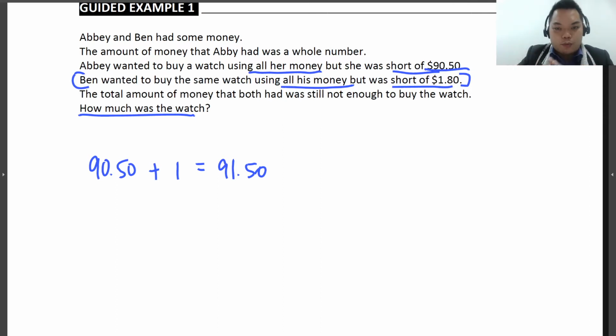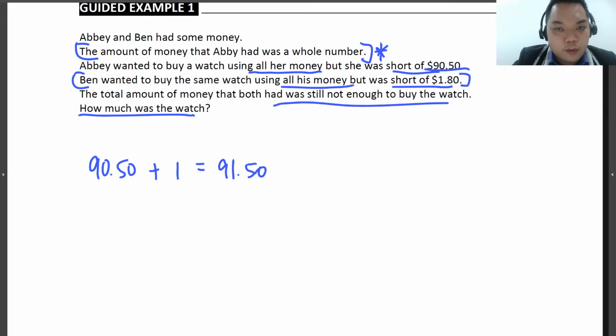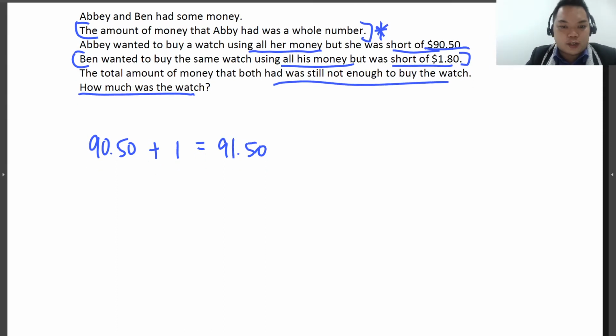Okay, so why is this the case? Now you see that this band is short of 180. So since the amount of money that Abby had was a whole number, the largest that this could be, while both of them still not having enough, would be $1. Okay, so here, that is the brief explanation. If you want a shortcut, this is the shortcut to solving the problem already.